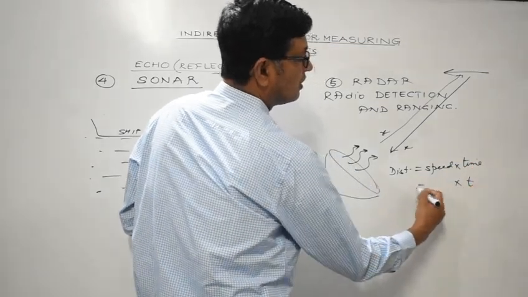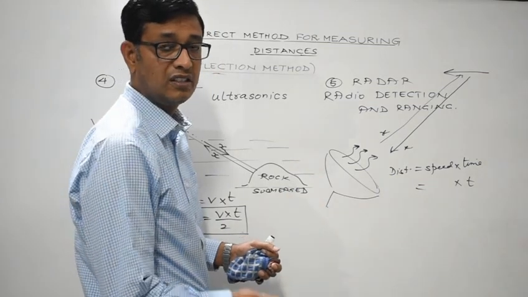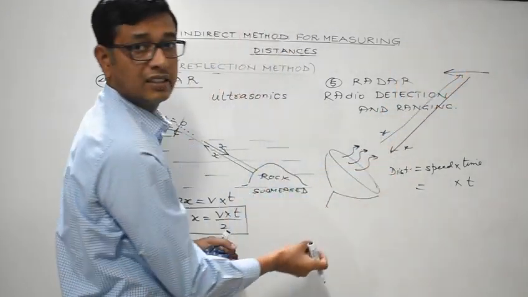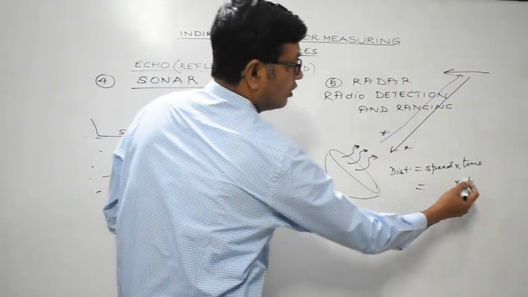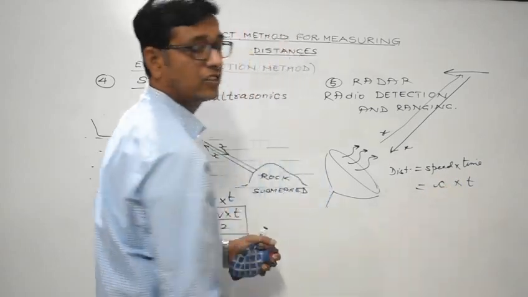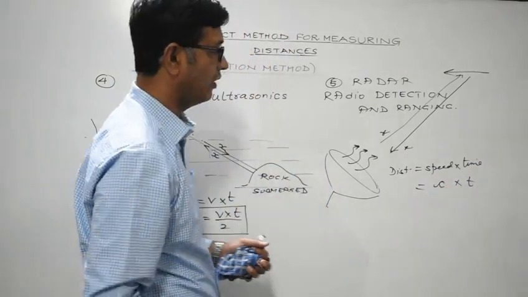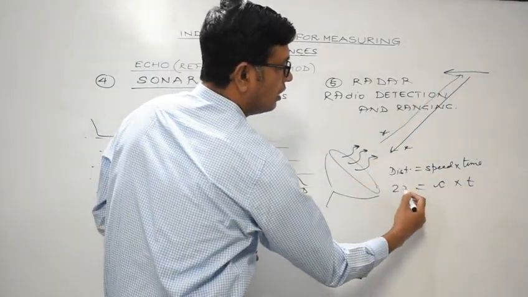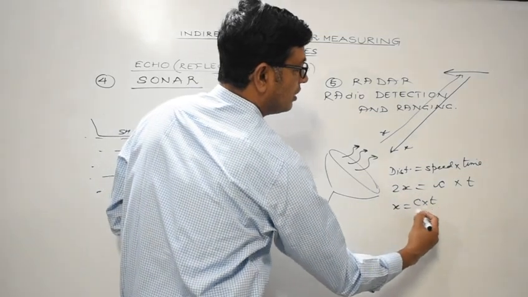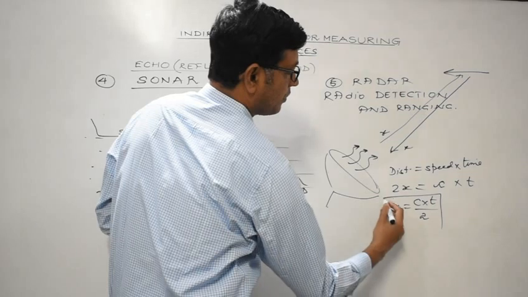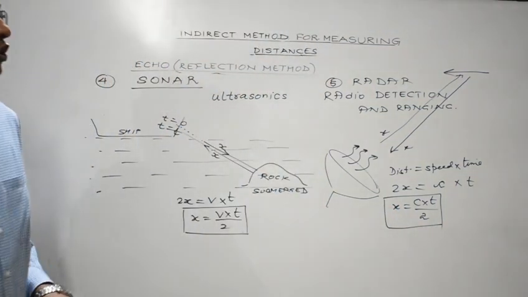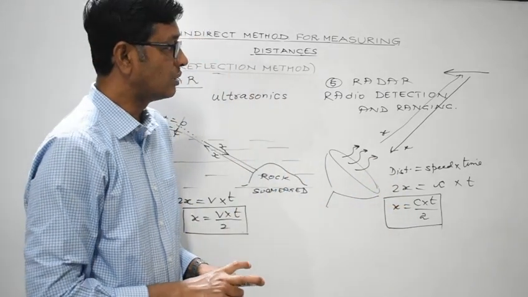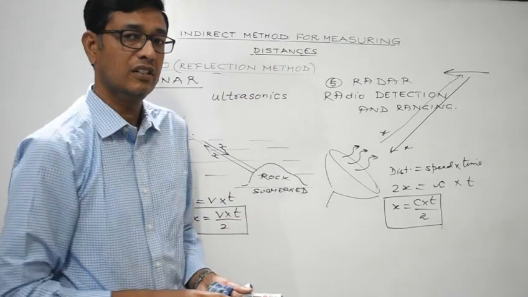Suppose t is the time that has elapsed between the sending of the radio wave signal and its reception by the detector, right? So t is the time. With what speed do the radio waves travel? With the speed of light. It's an electromagnetic wave. What is the total distance covered by this electromagnetic wave in time t? This is x plus x, that is 2x. So again, x equals c into t divided by 2. So this is again an indirect method which can be used to determine the distance of that intruding aircraft, right?